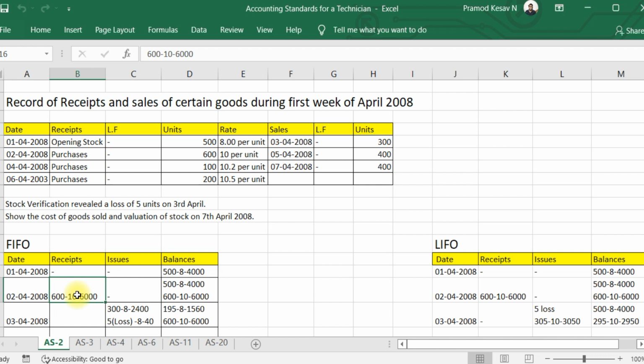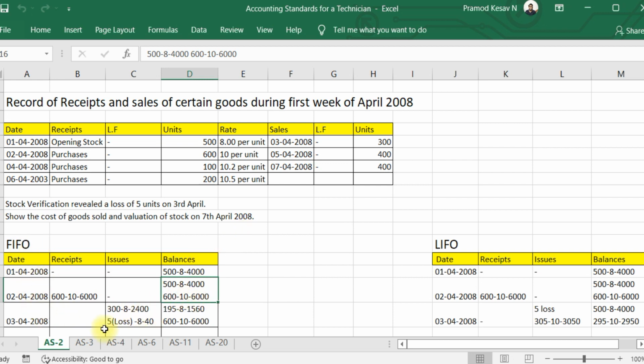So at the end of the 2nd of April, what do we have as balance? We have 500 units at 8 rupees per unit, which is 500-8-4000, and then on the second we made a purchase of 600 units at 10 rupees per unit, which is 600-10-6000. So these two will be indicated as balances. Since these are purchases, we add them after the opening stock. Now, if there are sales, we will also indicate that next.